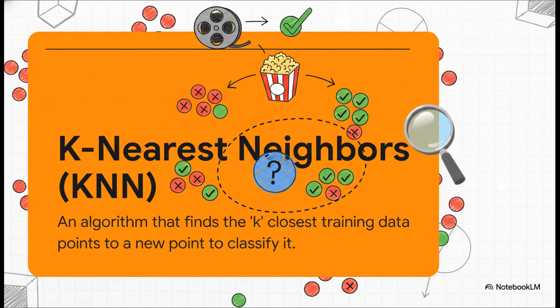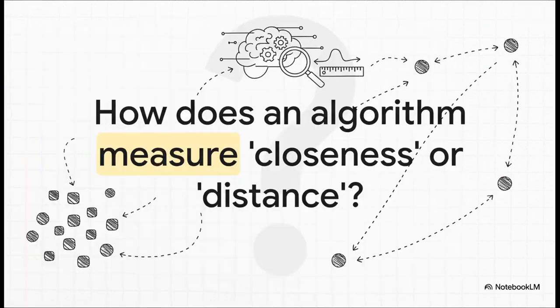So if you want to know if you'll like a new movie, KNN finds the 10 people whose tastes are most like yours and just sees what they thought. Majority rules. Simple. But that brings up a pretty huge question, doesn't it? When we're talking about abstract data points and not people on a map, how does an algorithm actually measure closeness? What does distance even mean?